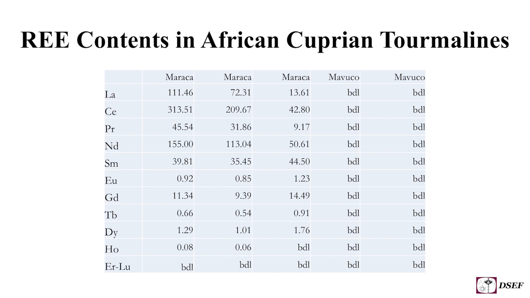So if you measure the luminescence spectrum of a tourmaline, of a Cuprian tourmaline, and you can identify that they are enriched in rare earth, you can tell that they are from Mozambique, from that particular deposit, because until now we haven't seen any rare earth-bearing tourmalines, Cuprian tourmalines, in the other deposits.